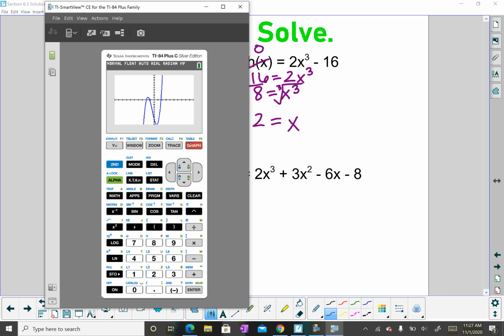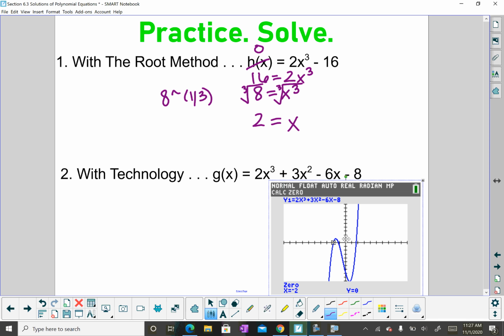And again, it looks like I've got 3 intercepts that I'm going to calculate. So we're going to hit second trace, 0, number 2. The first one looks like it's approximately at -2. So I'm going to use left bound, -2.5, right bound, -1.5, and then guess. And it gives me -2 as my first solution. Drag that over. Okay, let's do it again.